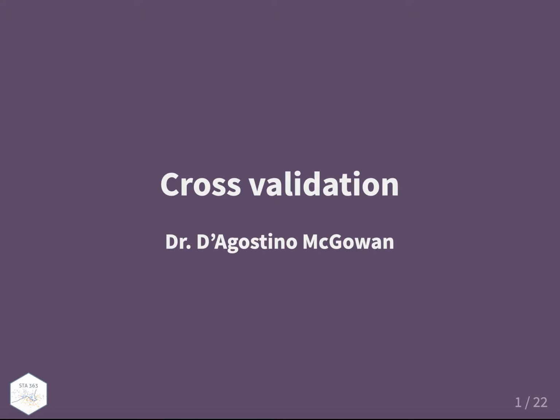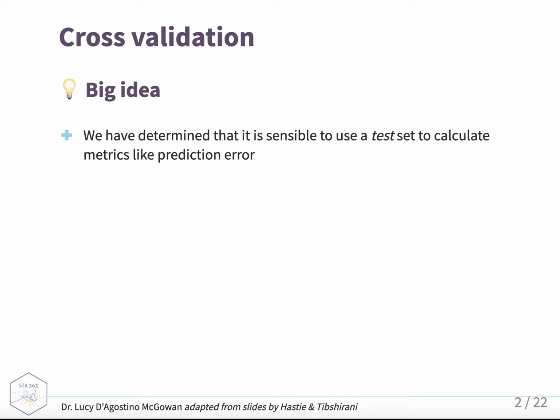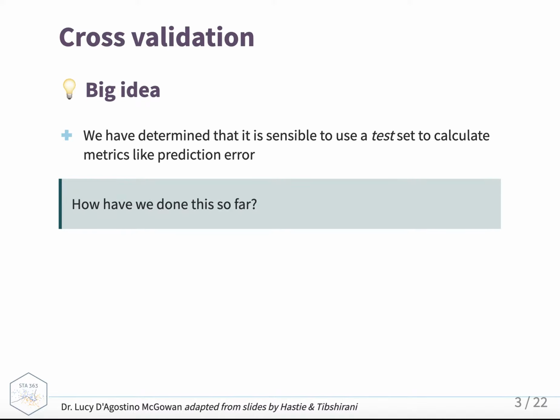Let's talk about cross-validation. So what's the big idea? We've determined that it's sensible to use a test set to calculate metrics like prediction error. And why is that true? How have we done this so far?